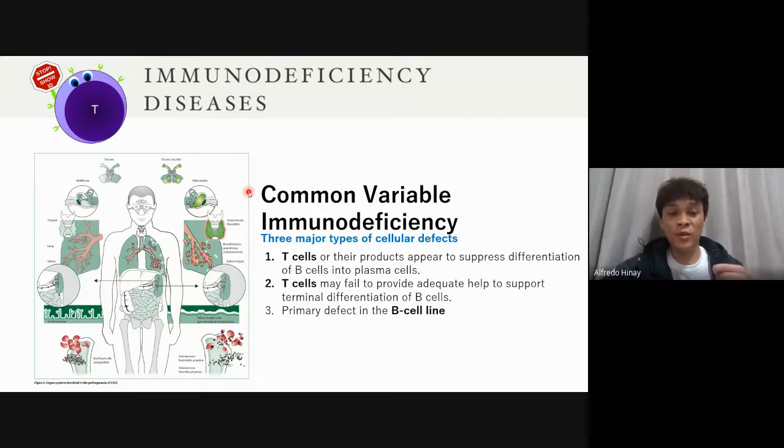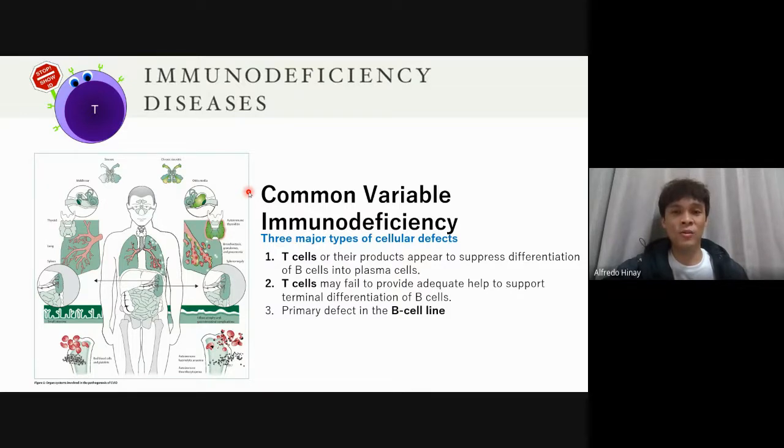Second, either your T cell produces cytokines that are suppressing the maturation and differentiation of your B cells. Second, your T cell may fail to provide adequate help to support terminal differentiation of B cells. That's what I said earlier. And third, the B cell itself is really the problem.